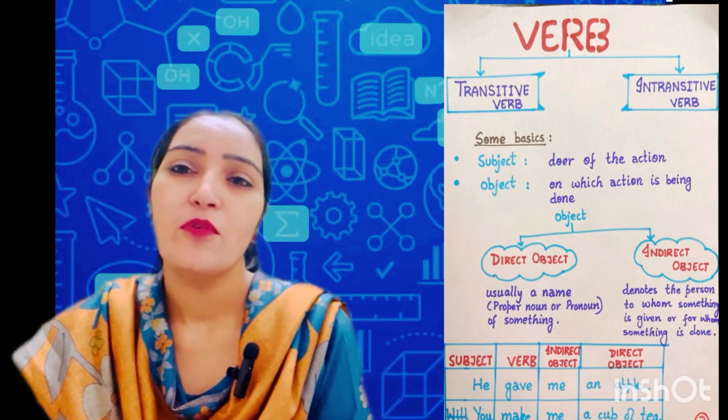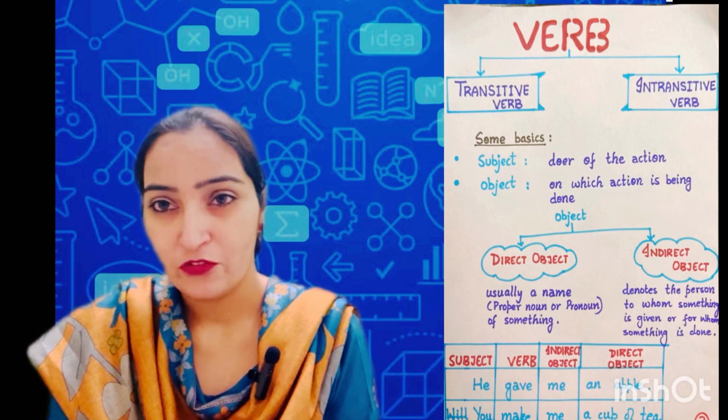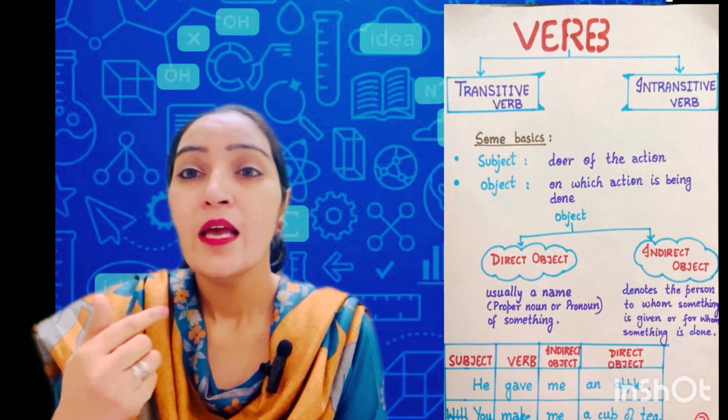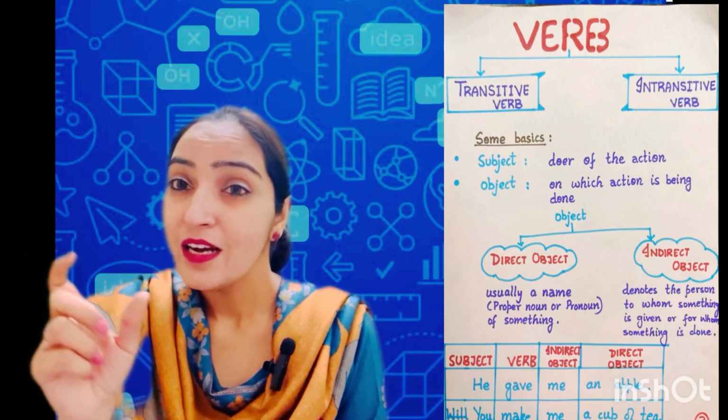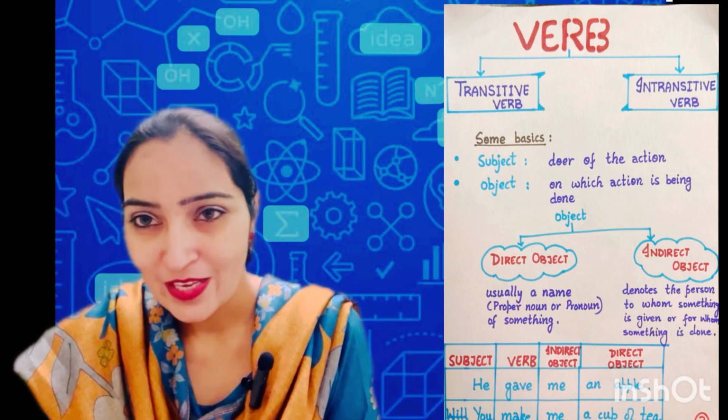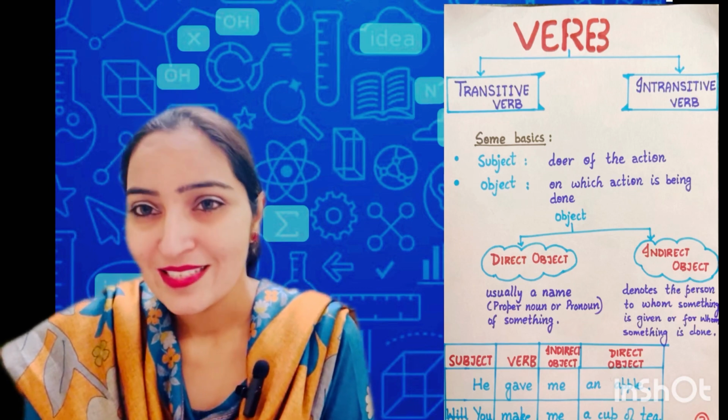You make me a cup of coffee. So, you is the subject. Make is the verb. Me a cup of coffee. A cup of coffee is the direct object and me is an indirect object. I hope this is clear. So moving on, let's discuss transitive and intransitive verbs now.